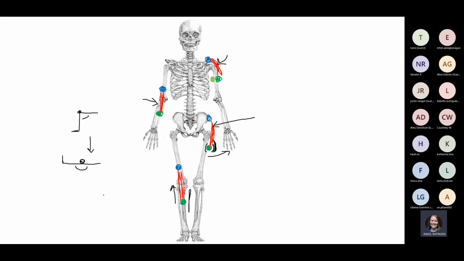Flexor or extensor when the tibia comes forward? Yeah, exactly. When the tibia comes forward, it's extension. When the femur comes forward, it's flexion.